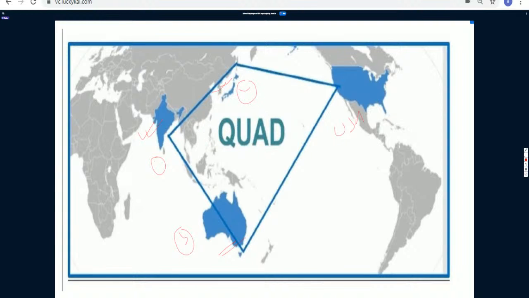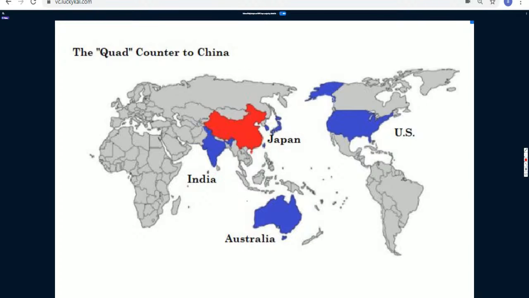If you draw a line diagram between each of these countries, it forms the shape of a quadrilateral. If you have studied mathematics, you know what a quadrilateral is. It forms the shape of a quadrilateral, so it is known as Quadrilateral Security Dialogue. In short, it is known as Quad. So India, Japan, Australia and the United States of America are the 4 countries that participate in the Quadrilateral Security Dialogue.